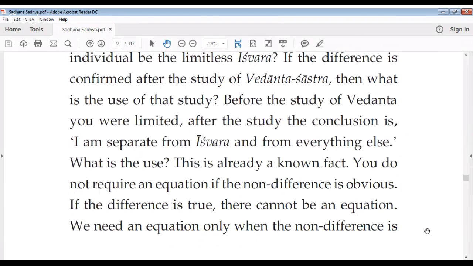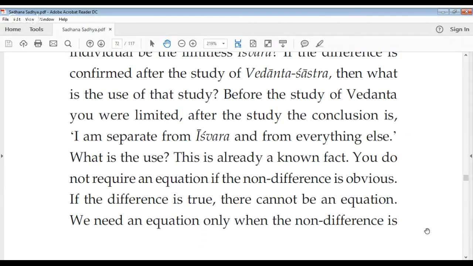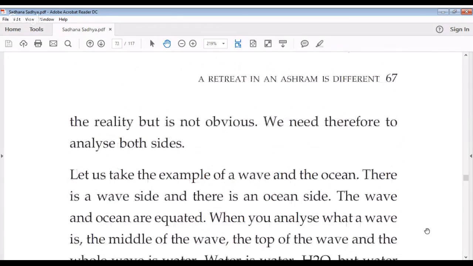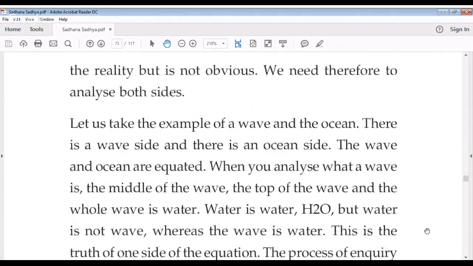Okay, thank you. Yeah. If the difference is confirmed after the study of Vedanta Shastra, then what is the use of that study? Before the study of Vedanta, you are limited. After the study, the conclusion is I am separate from Ishvara and from everything else. What is the use? This is already a known fact. You do not require an equation if the non-difference is obvious. If the difference is true, there cannot be an equation. We need an equation only when the non-difference is the reality, but it is not obvious. We need therefore to analyze both sides.